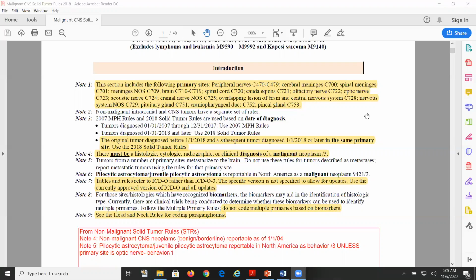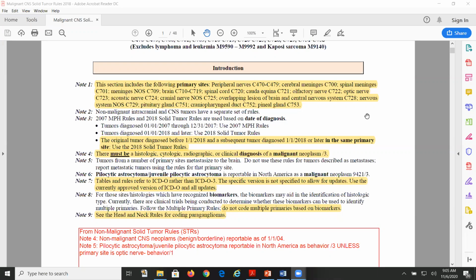And in the case if you have multiple tumors, maybe one that was diagnosed prior to 1/1/18, and then another tumor is identified after 1/1/18, and you need to make a decision. Is this new tumor a new primary or not? And I'll give you an example. If the new tumor is diagnosed 1/1/18 or after, you would need to apply these rules.